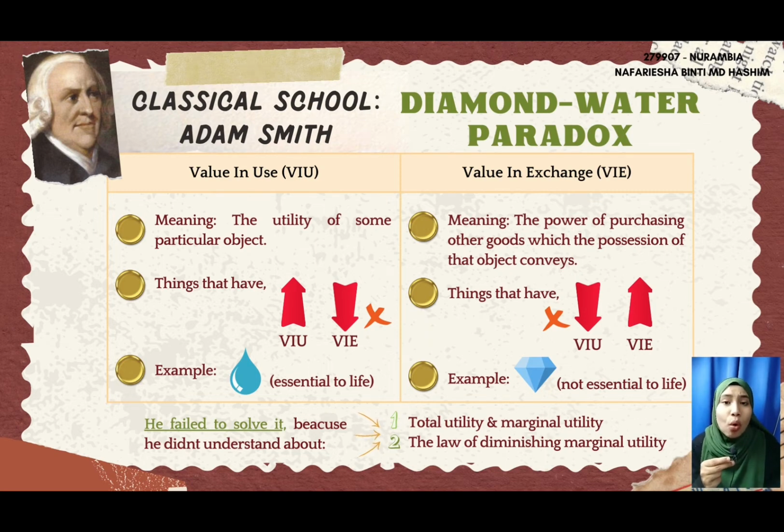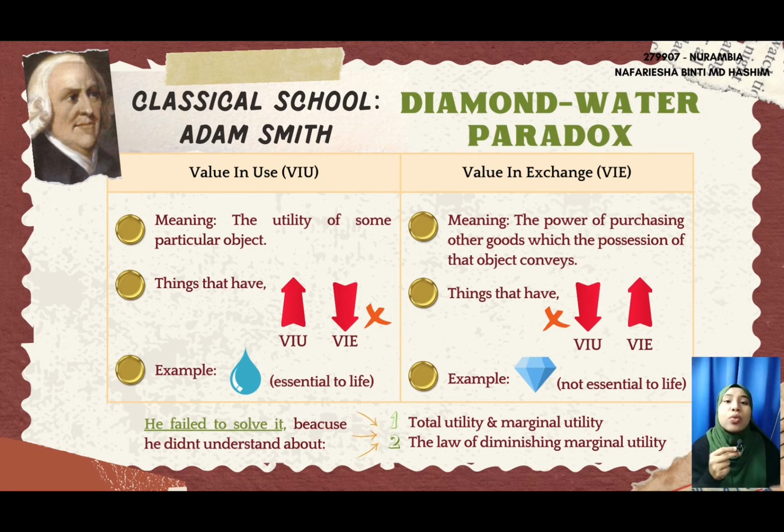For example, water, even though it is essential to our daily life. While value in exchange means the power of purchasing other goods which the possession of that object conveys, which means things that have frequently little or no value in use will have the greatest value in exchange. For example, diamond, even though it is not essential to our daily life.